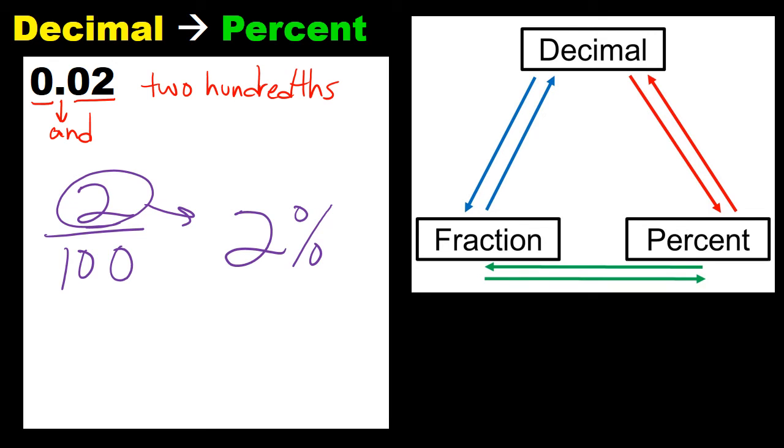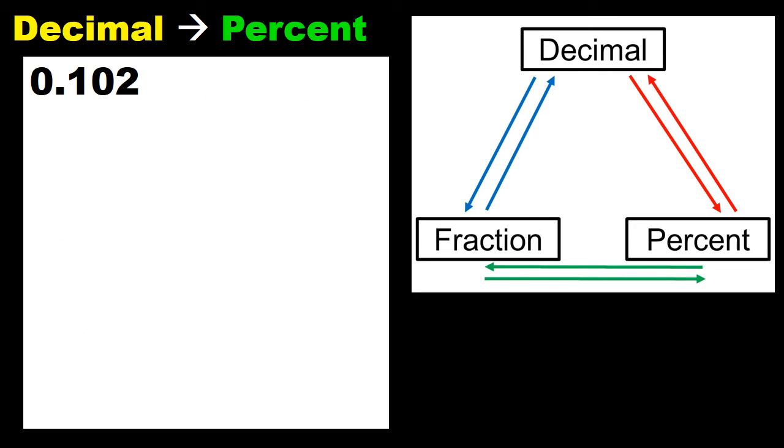So in these examples, all we're doing is taking our decimal and making it into a fraction, so it's a little easier to see. Make sure that the denominator of our fraction is 100. And then the numerator ends up being the percent.